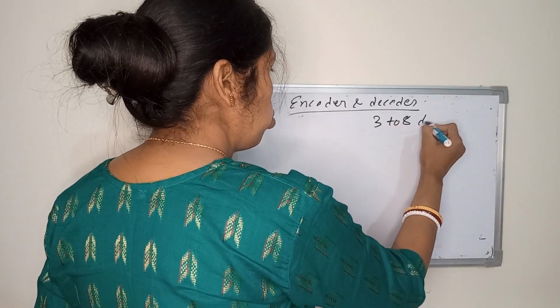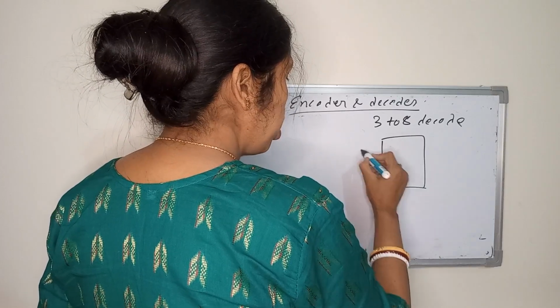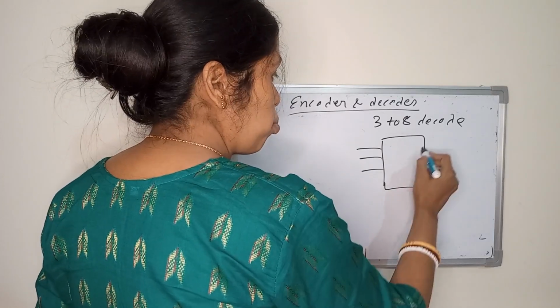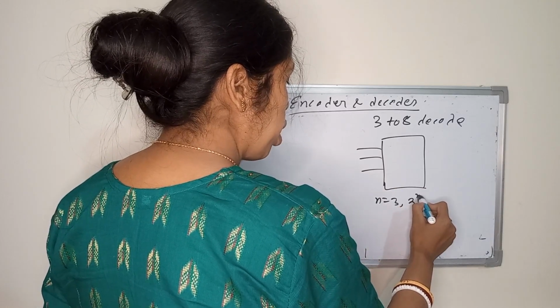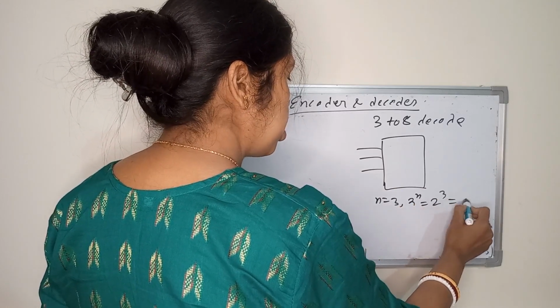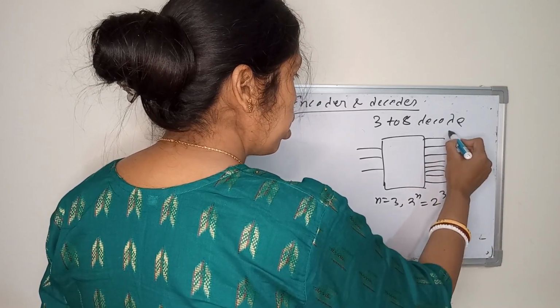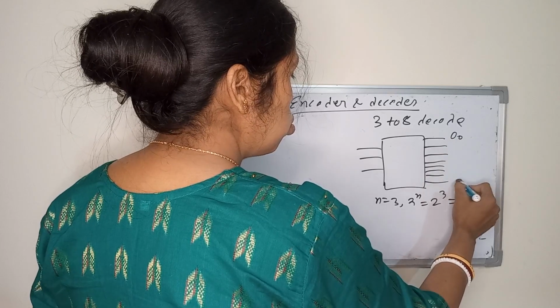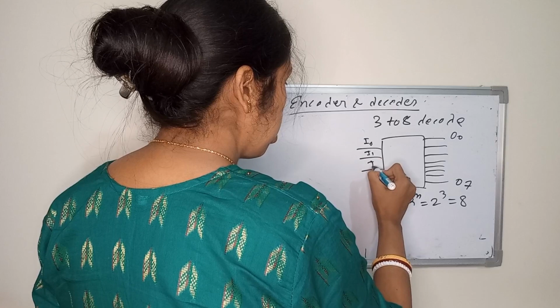3 to 8 decoder. In a decoder you have 3 input numbers. How many outputs? That means 2 to the power n, that is 2 to the power 3, which is 8. 8 number of outputs, O0 to O7. Here the inputs are I0, I1, I2.